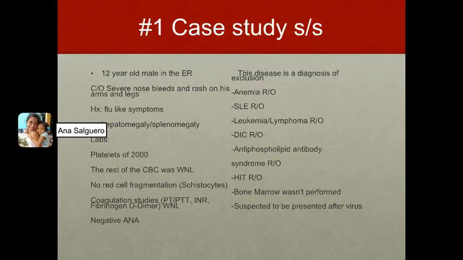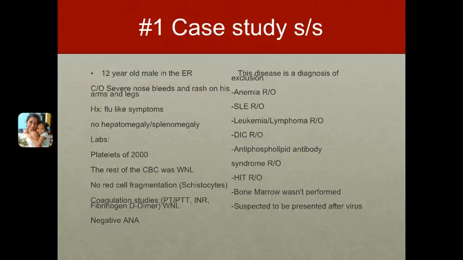Case study number 1. A 12-year-old boy comes into the ER with severe complaints of nosebleeds and a rash on his arms and legs. His medical history was flu-like symptoms. On physical exam, he presented without hepatomegaly or splenomegaly. His only abnormal lab value was platelets of 2,000. The rest of his CBC was within normal limits.